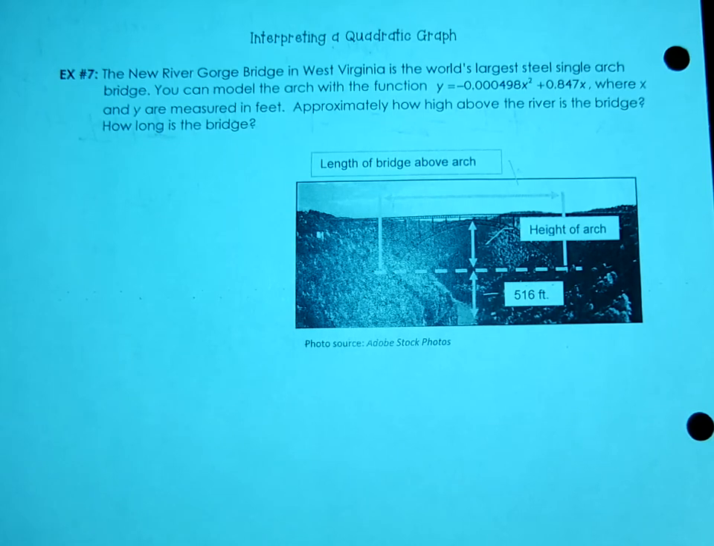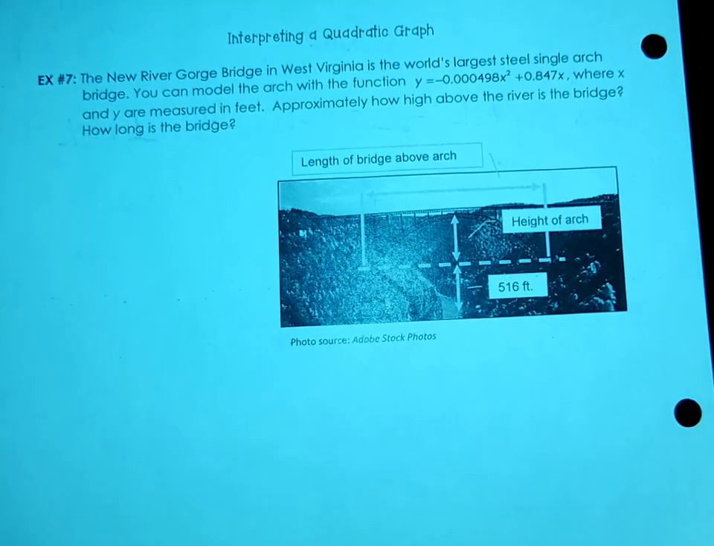The New River Gorge Bridge in West Virginia. It's the world's largest single arch bridge. Not the longest, the largest. You can model the arch with a function, and here's a function for its model where x and y are measured in feet. Approximately how high above the river is the bridge?